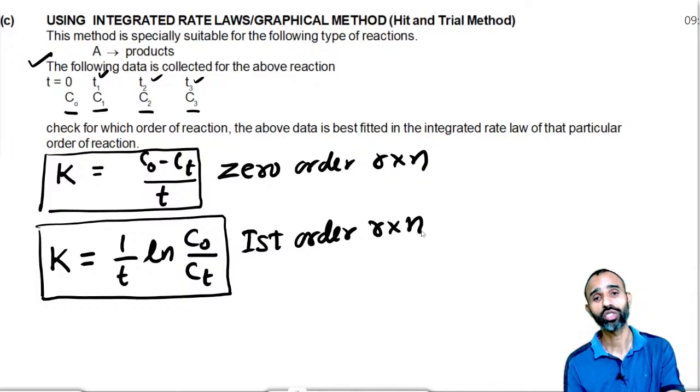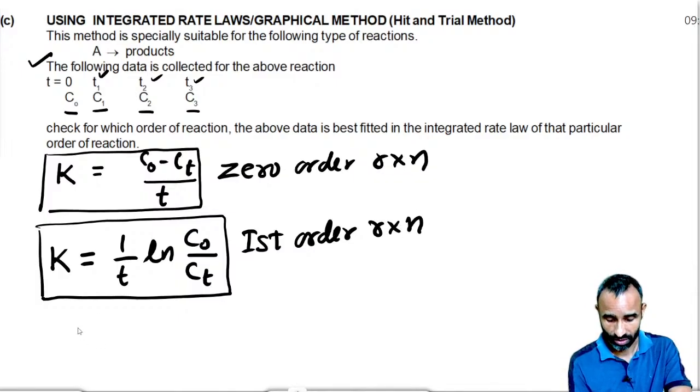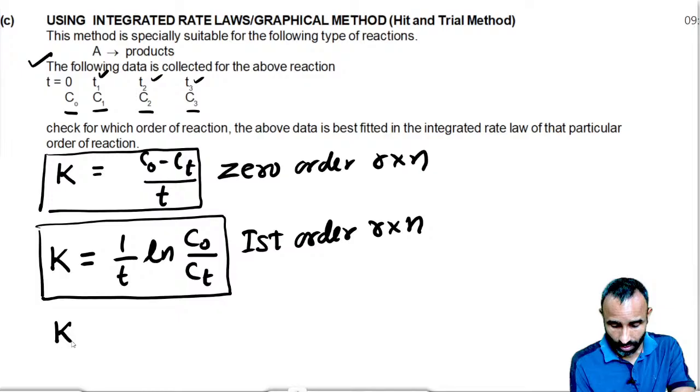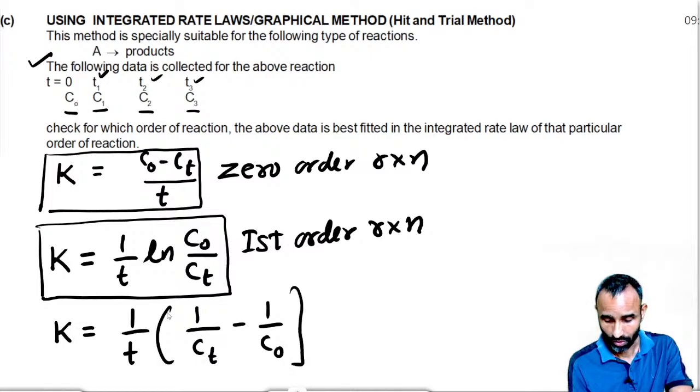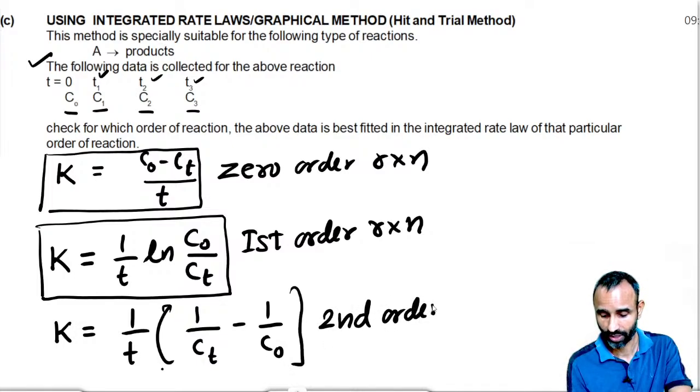If it is not so, we will go to the next, that is k equal to 1 upon t, (1 upon Ct minus 1 upon C naught). So it is the expression for a second order reaction.